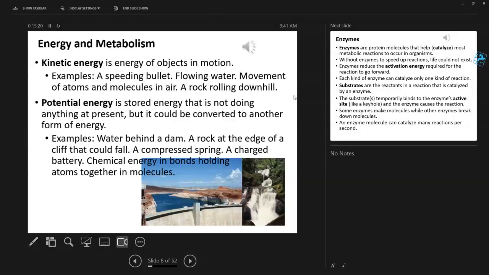Water behind a dam is a type of potential energy because gravity could make it fall if that dam were not there. Compressed spring, old style clocks that you wind up, that's storing energy in that spring. And the chemical energy in molecules is a type of potential energy. And that's especially important in what we're going to cover later in this chapter.